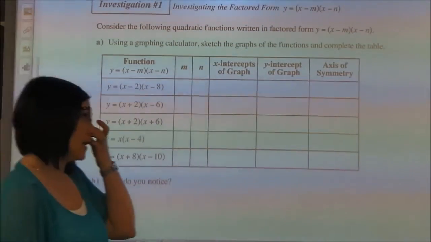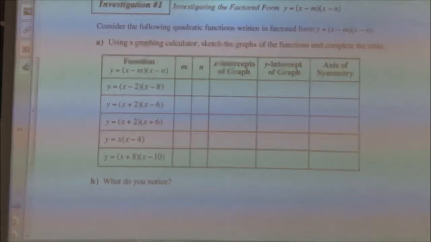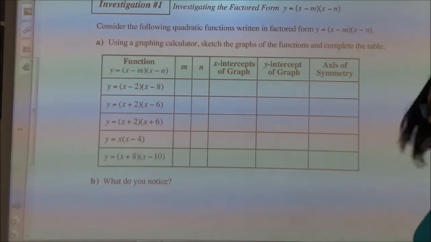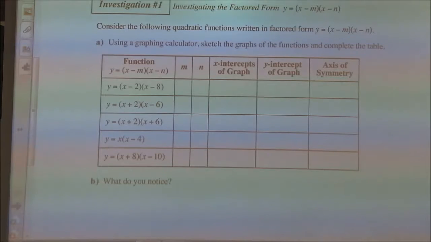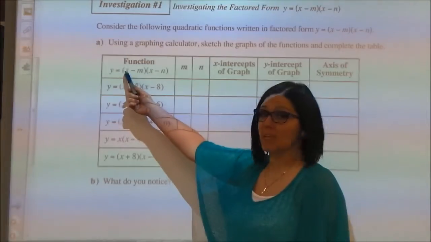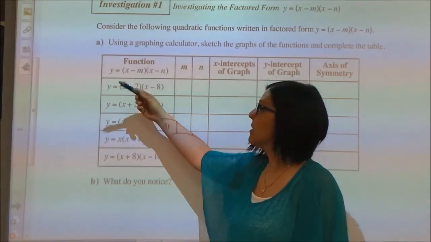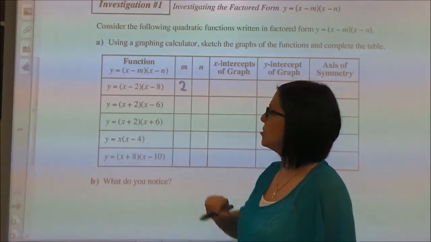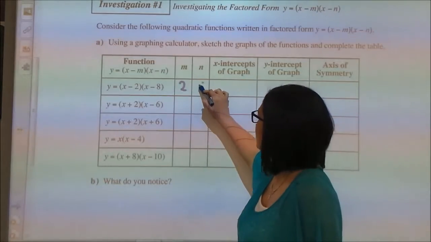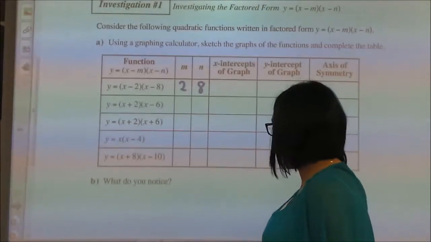We're going to use a graphing calculator, and you are going to graph these equations. You're going to look for the x-intercepts, the y-intercepts, and the axis of symmetry. Let's look at this first question. If we look at this first equation, y equals (x minus 2)(x minus 8). The value of m, so this is supposed to be written as x minus m, would be 2. What would n be? 8.